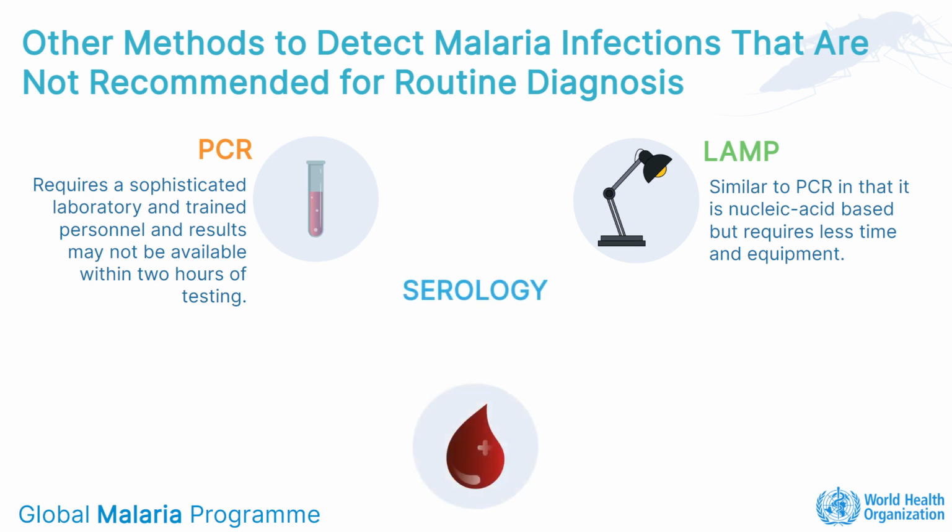Serology. Serology can be used to detect past malaria infections through detection of antibodies to the parasite. Serology can provide useful information on past exposure to infections. However, it does not detect current infections and therefore cannot be used as a diagnostic method. While serology may eventually play a role in surveillance for elimination, the procedures have yet to be standardized and validated.